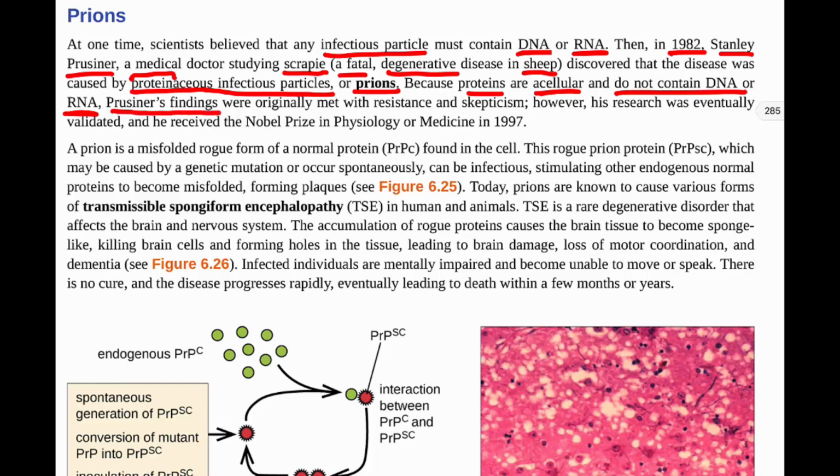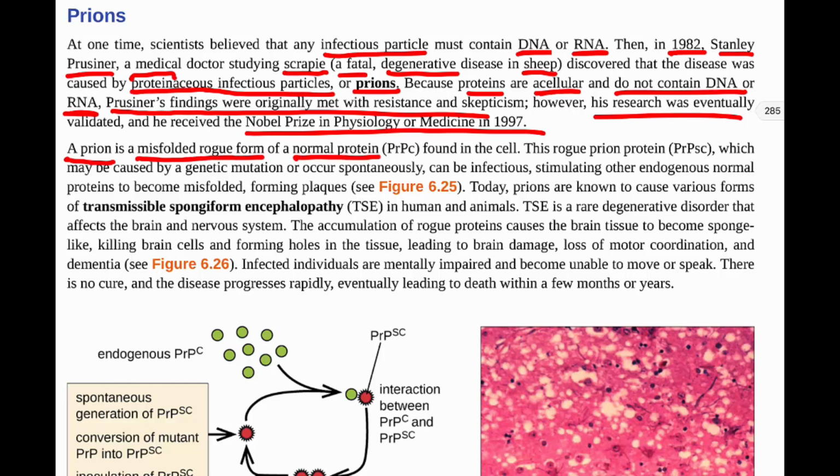Prusiner's findings were originally met with resistance and skepticism. People were like, how could that possibly be? How could an infectious particle be a protein, just a simple protein that's made? However, it was eventually validated, and he won the Nobel Prize in 1997. So what he discovered was that a prion is a misfolded rogue form of a normal protein.